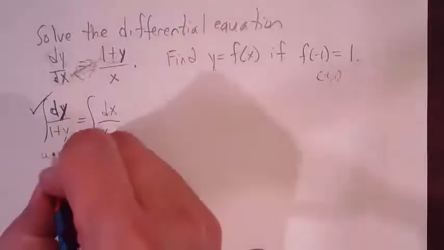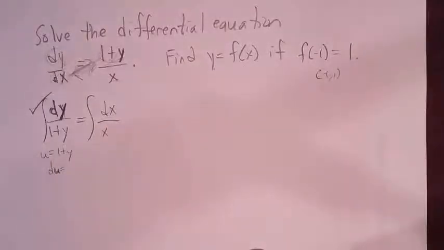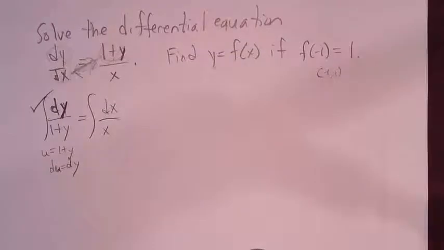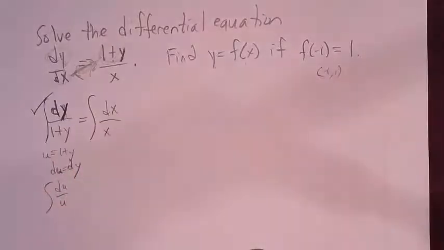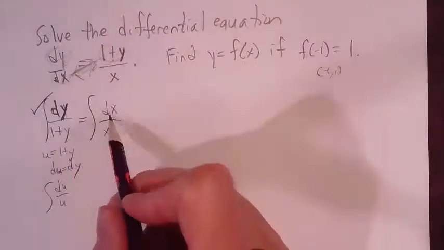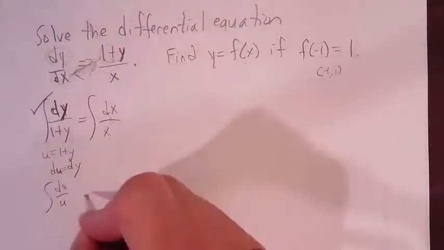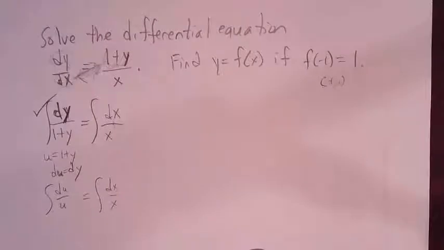U sub on the left side gives me, if I let my u equal the denominator, then my du is simply dy, and that's going to take care of the numerator for me. So if I rewrite this left side, I get du over u, which looks remarkably like what this side looks like, just with a different variable. Hopefully you remember what happens when you have to integrate du over u.